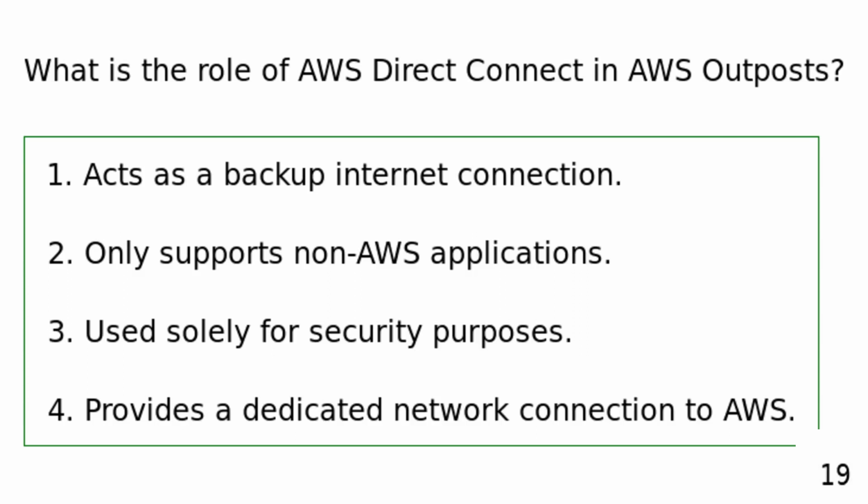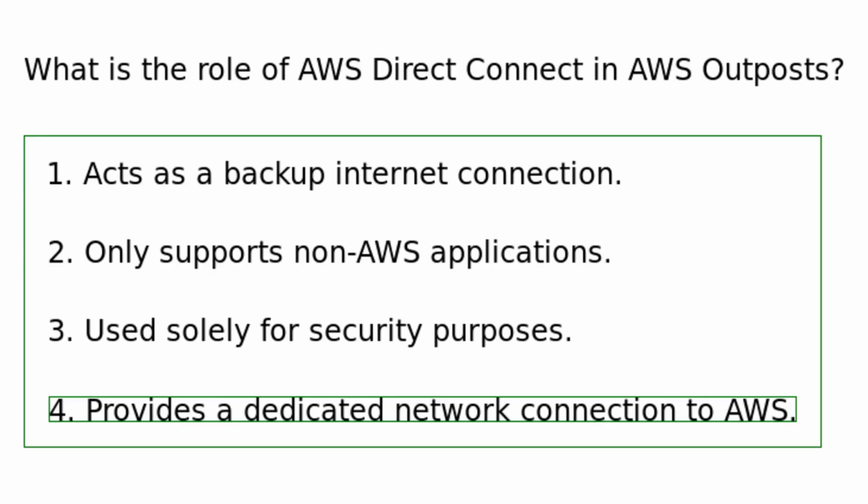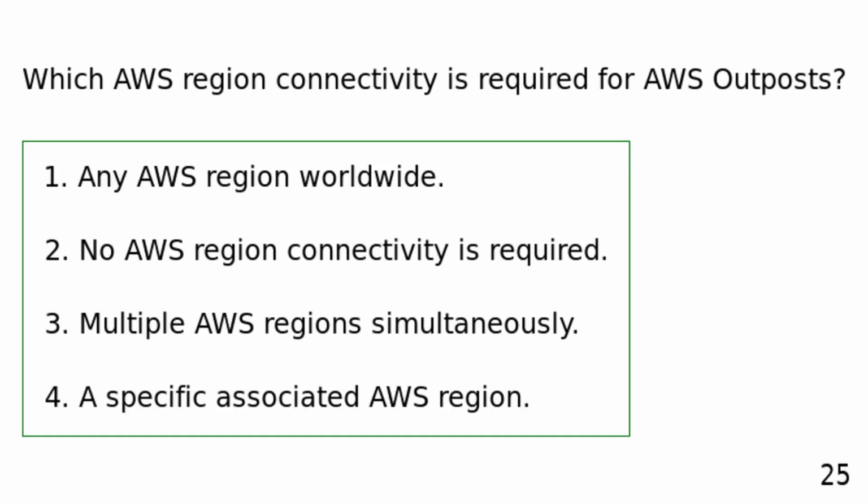What is the role of AWS Direct Connect in AWS Outposts? Acts as a backup internet connection. Only supports non-AWS applications. Used solely for security purposes. Provides a dedicated network connection to AWS. AWS Direct Connect provides a dedicated network connection between the on-premises Outpost and the AWS region for consistent and secure connectivity.